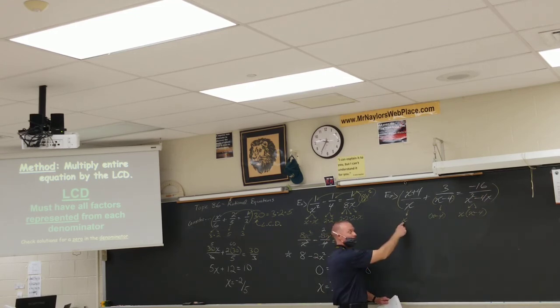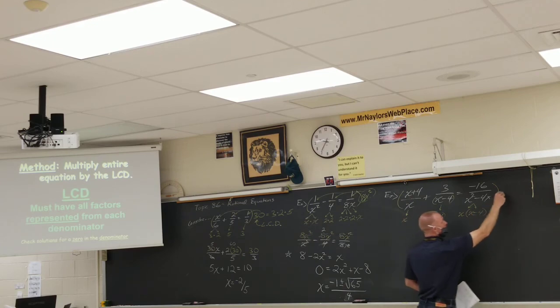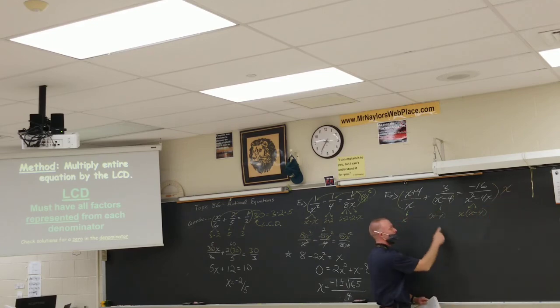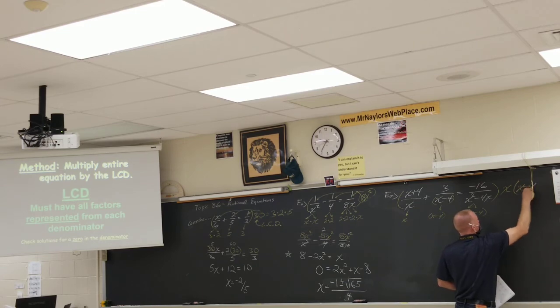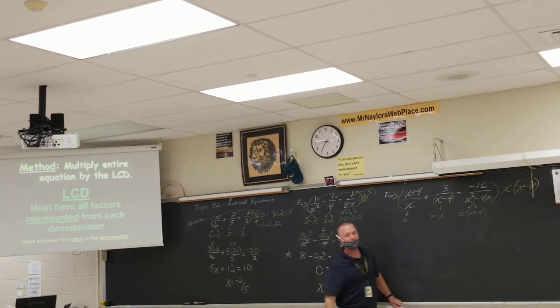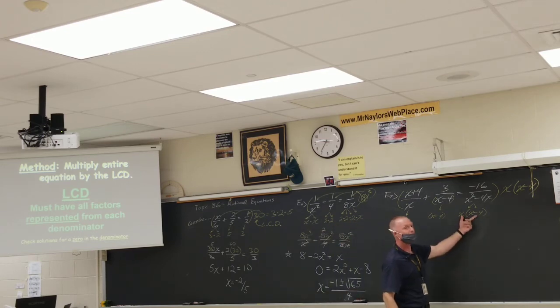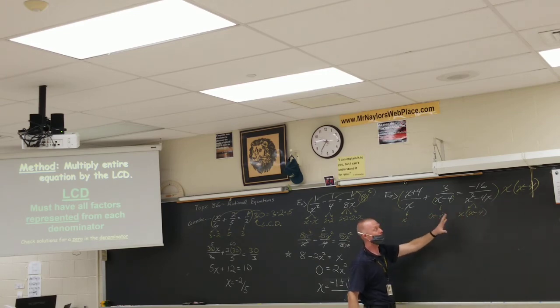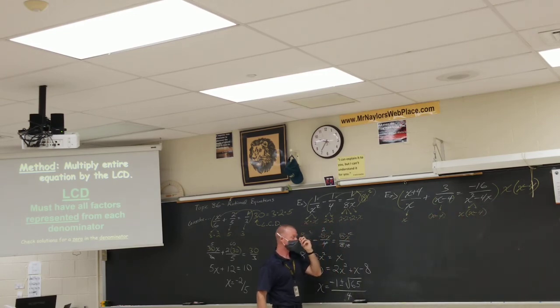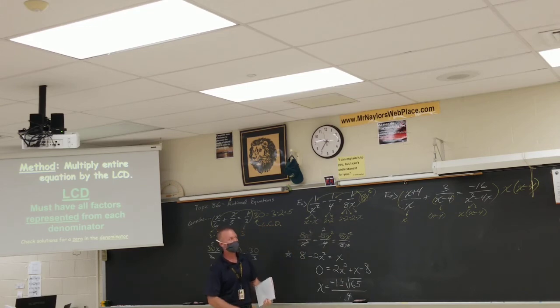Represent x, represent. X minus 4, represent. Again, do you know what I'm going to say? They're already represented. I need an x. I got it. I need an x minus 4. I got it. So the LCD is just an x and an x minus 4.